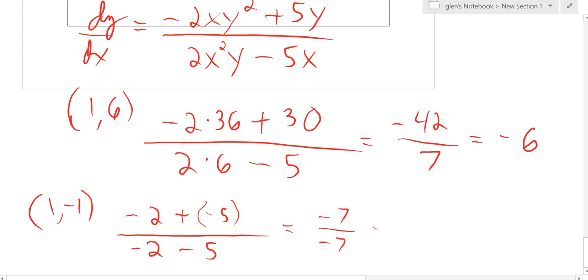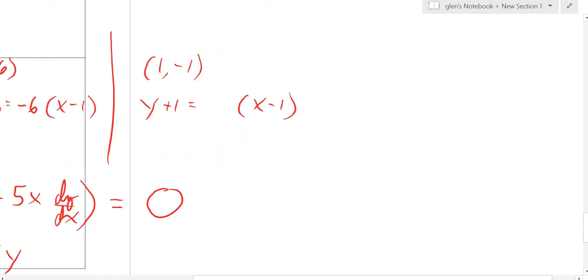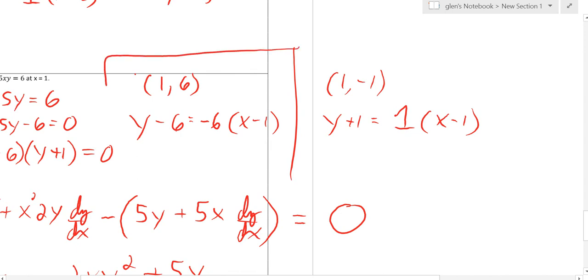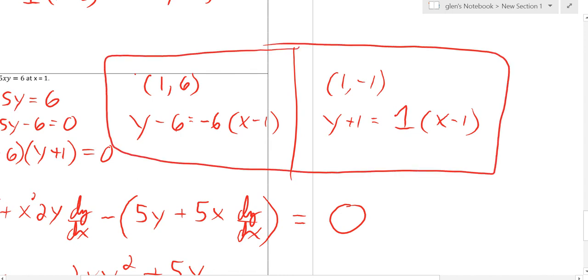Is that negative 7? Am I messing this up? You guys with me on this? If I messed up the arithmetic, I'm sorry. But you're just plugging it in and simplifying it down. I'm rushing. We got 1, right? Yep. So the slope at that point is 1. Drop that in here. So your answer is really right here, these two lines.